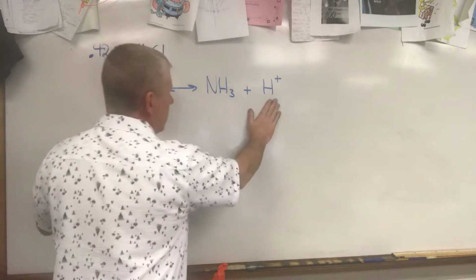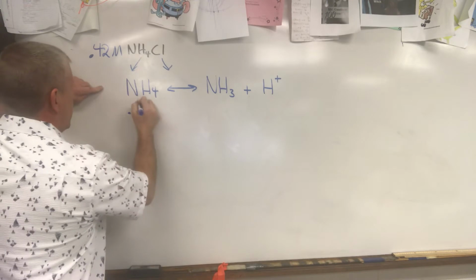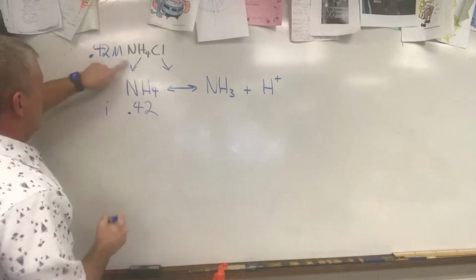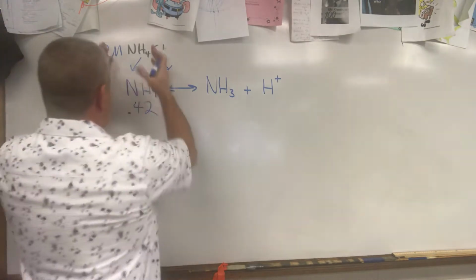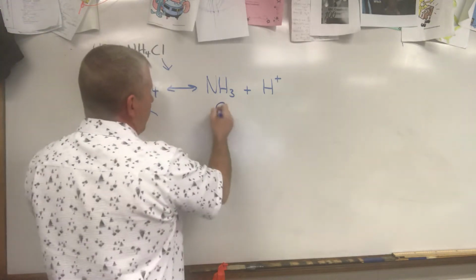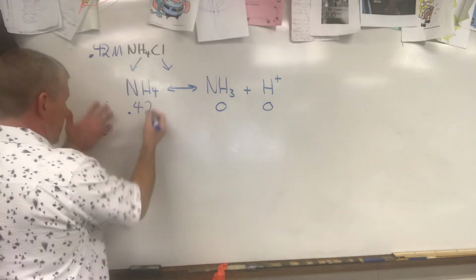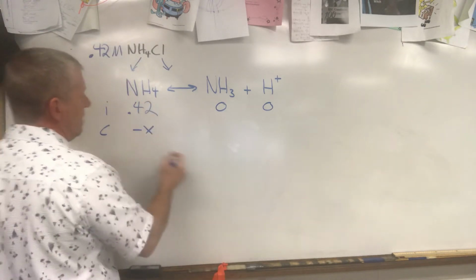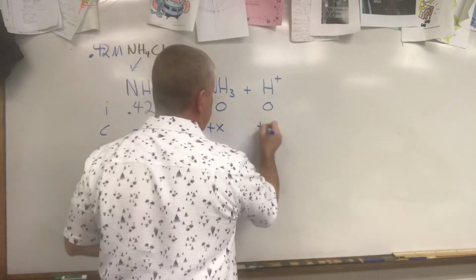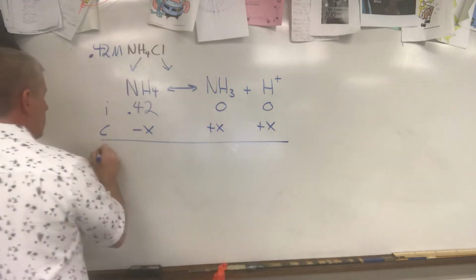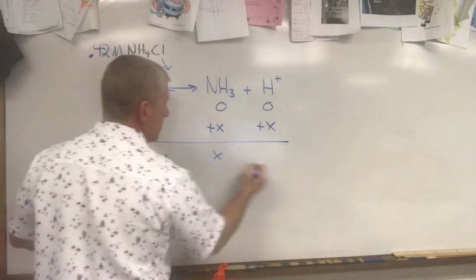Some of this breaks down into this. So initially, I will have 0.42 molar of the ammonium. As that breaks down, it starts out that I don't have any of this, and I don't have any of that. So the change over time, we're going to lose some of this. We're going to make some ammonia, and we're going to make some hydrogen ion. All right, 0.42 minus x. X.